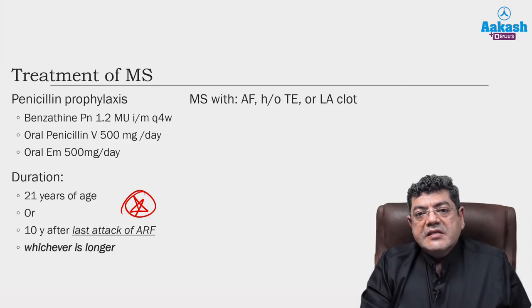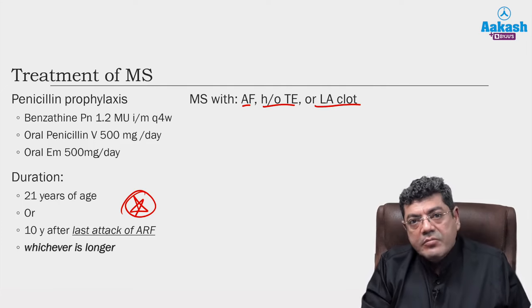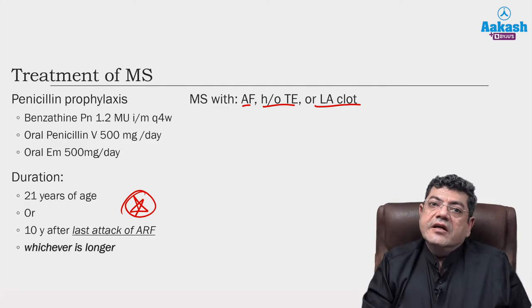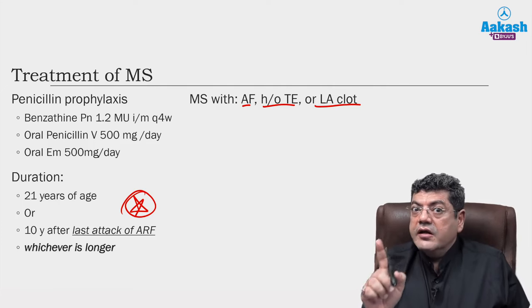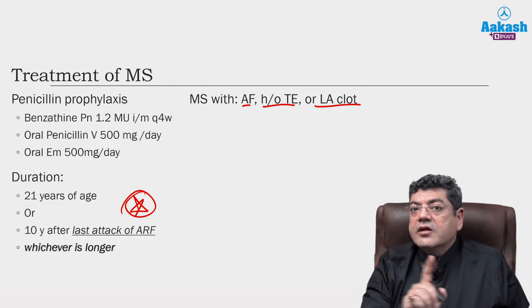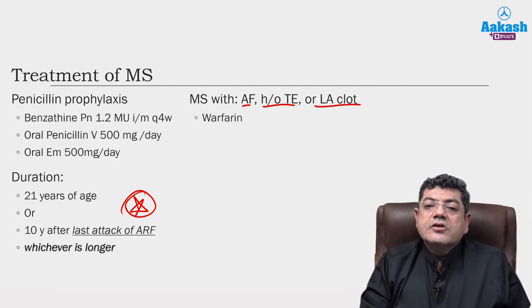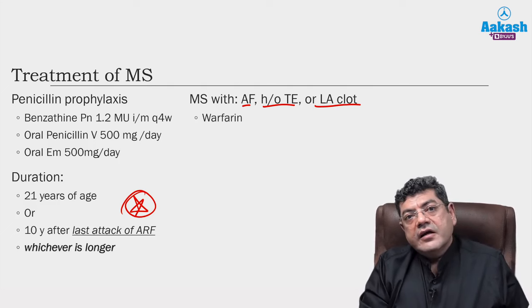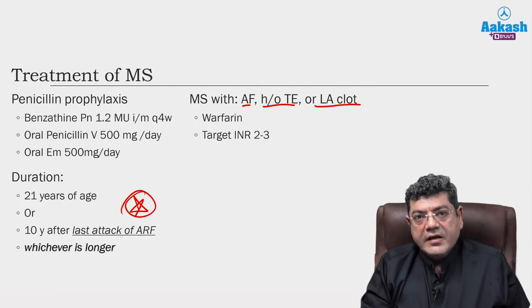So, when MS is associated with any of AF, history of thromboembolism or a left atrial thrombus, you will give them vitamin K antagonist, not a direct oral anticoagulant, no apixaban, no rivaroxaban. Okay. So, warfarin with a target INR of 2 to 3, correct?